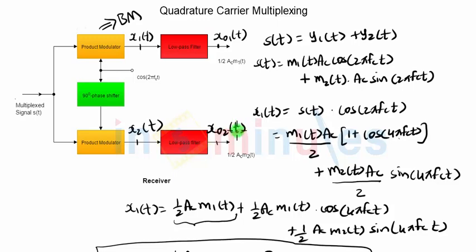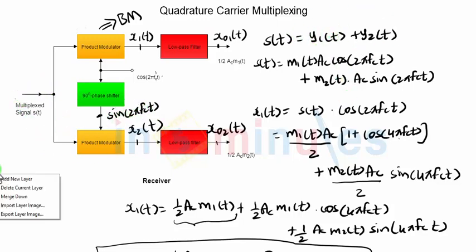If you observe carefully, we are not giving cosine form of the carrier to the second product modulator. It is passed through a 90-degree phase shifter. The input to the second product modulator is sine 2 pi fct. So we are going to multiply sine form of the carrier with the same incoming multiplex signal. So let's see how my output of product modulator and the final output is going to look like.